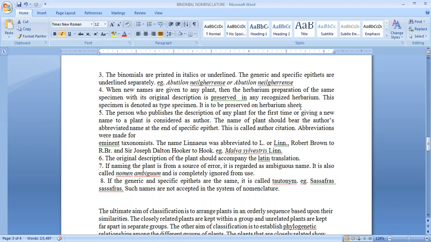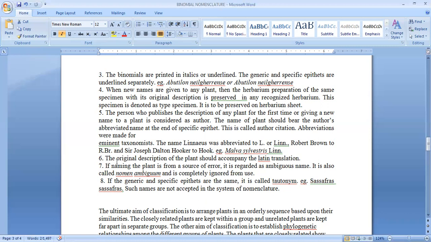The name of the plant should bear the author's abbreviated name at the end of the specific epithet, that means the species. This specific epithet word is for species. Now this is called author citation. For example, Carl Linnaeus gave the name Malva sylvestris. So we will write it Malva sylvestris L dot, or L-I-N dot. This L-I-N dot is the abbreviation for the scientist who first gave the name Malva sylvestris. Suppose it was given by Joseph Dalton Hooker, then we would write H-O-O-K dot.